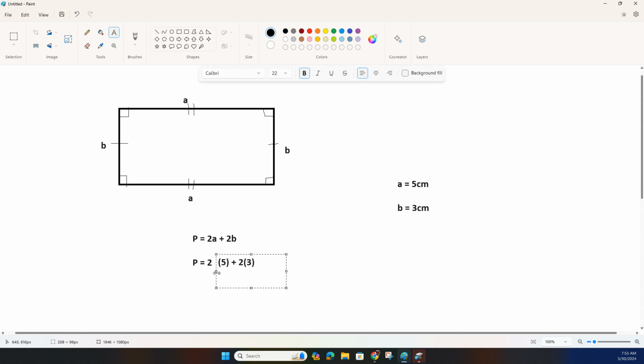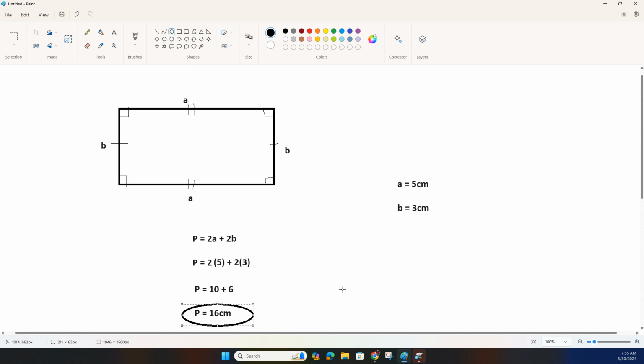Next line of math. P drops down. Equal sign drops down. And I'll multiply first because it comes before addition. 2 times 5 is 10. Plus 2 times 3 is 6. Next line of math. P is equal to 10 plus 6 is 16. I need my units. And I absolutely have to circle my answer.